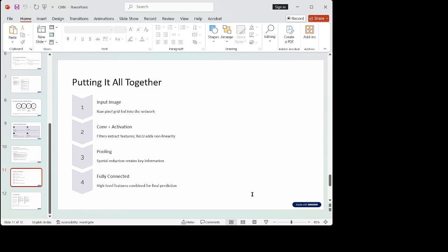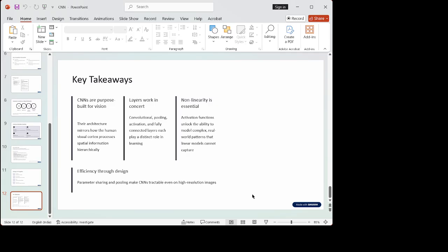In summary, some key takeaways: CNNs are purpose-built for vision, and the layers work together. Non-linearity is essential. The architecture mirrors how the human visual cortex processes spatial information hierarchically, and convolution, pooling, activations and fully connected layers each play a distinct role in learning. And the final one, activation functions unlock the ability to model complex real-world patterns that a linear model cannot capture.